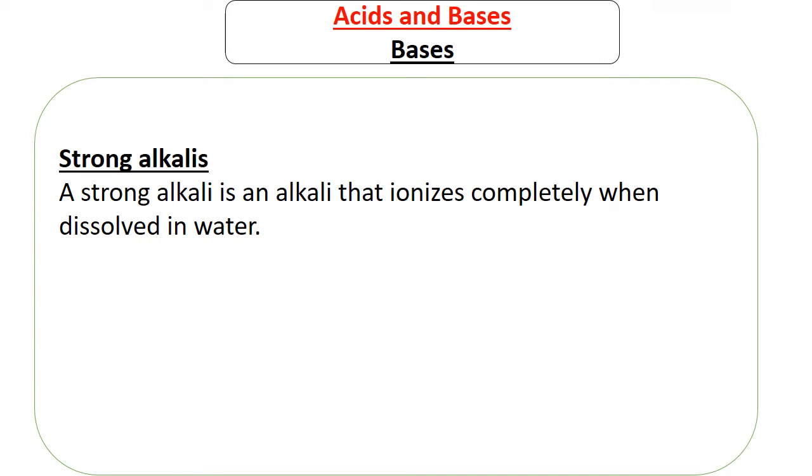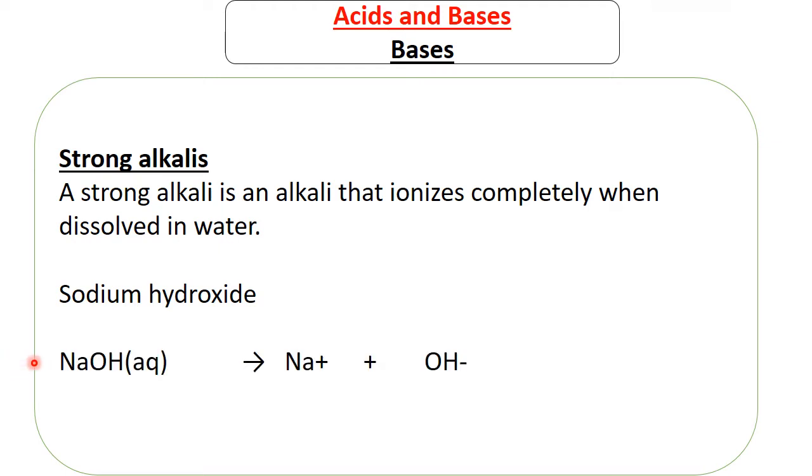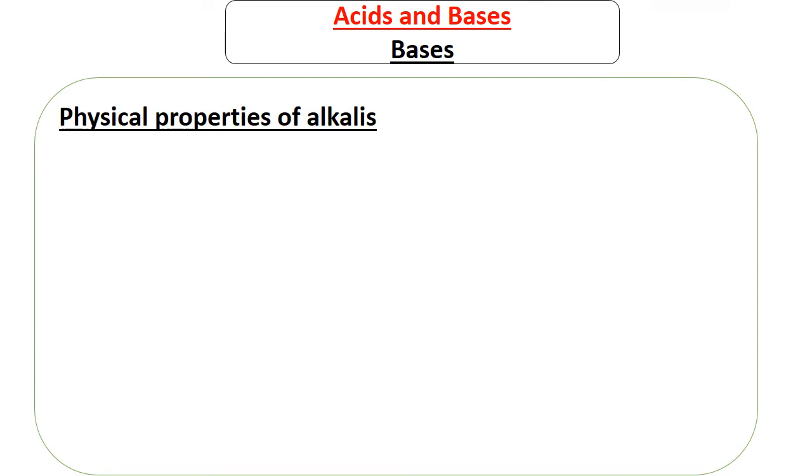Then a strong alkali is an alkali that ionizes completely when dissolved in water. An example is sodium hydroxide. Sodium hydroxide ionizes completely to produce sodium and hydroxide ion. There is no way you can combine these in this reaction to get back the original reactant. So this reaction is not reversible because the sodium hydroxide has completely ionized.